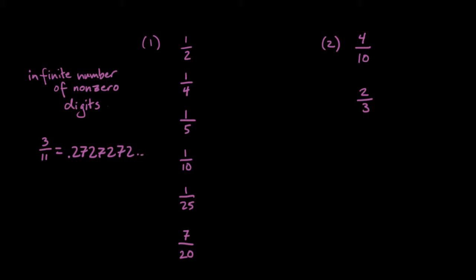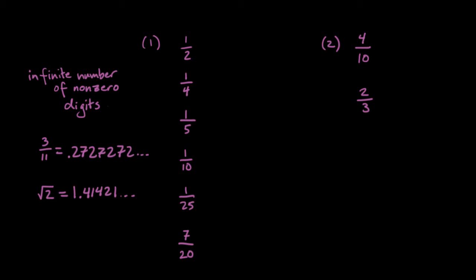0.2727272727. You can see how this just keeps repeating over and over. The other way to get an infinite number of non-zero digits is to have an irrational number, like the square root of 2, which is equal to 1.41421, it goes on forever and ever. Seemingly random. Or another example of that would be pi, which is 3.141592, etc.